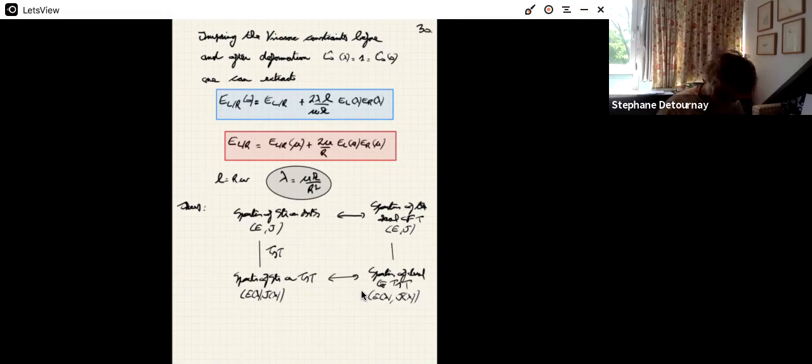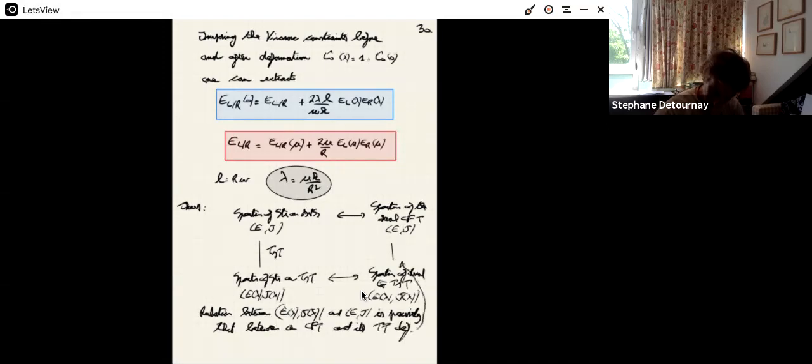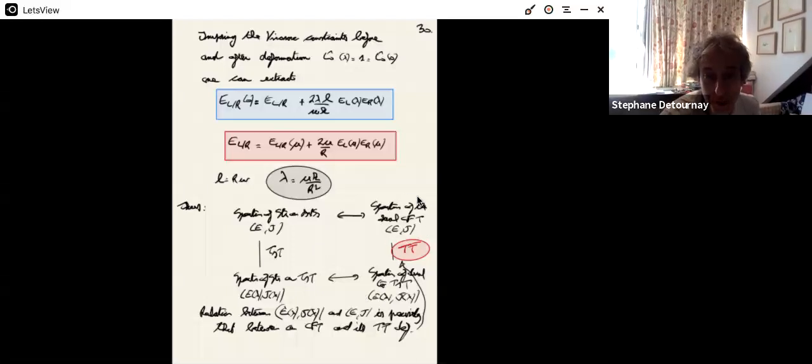But what we have shown is that the relation between E lambda and J lambda and E and J is precisely that between a CFT and its TTbar deformation. So this should suggest that what should go here is indeed TTbar. And this is true even if we don't really know the precise nature of the theories here on the right-hand side.